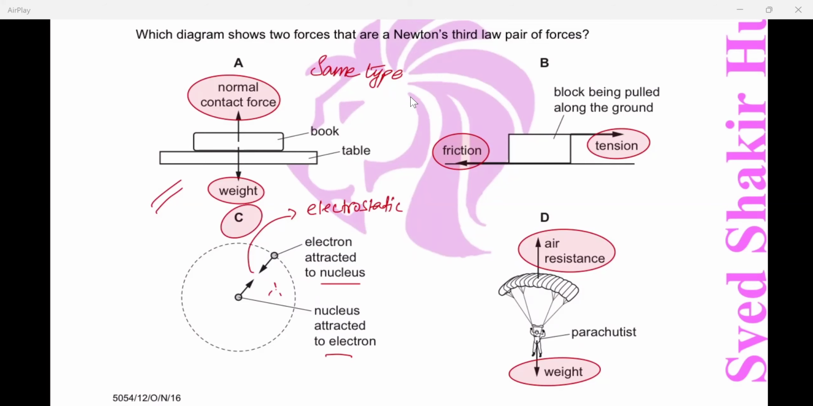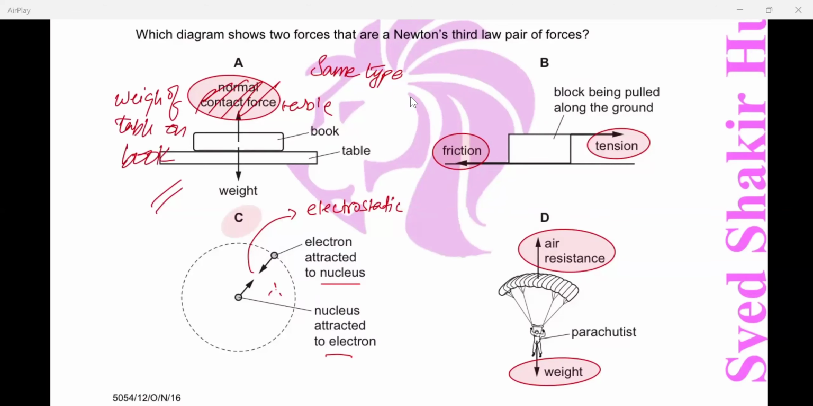Contact forces होनी चाहिए अगर दोनों है ना. Weight को हटा के अगर इन्होंने लिखा होता ना, contact force. This is normal contact force from where? From table on the book. Then यहाँ नीचे लिखता contact force from book on table. तो तब ये न्यूटन थर्ड लॉ पेयर बन जाता. या फिर अगर वेट को चेंज ना करना होता, तो आप यहां से नॉर्मल कांटेक्ट फोर्स हटा देते, आप कहते द वेट ऑफ द टेबल ऑन द बुक.